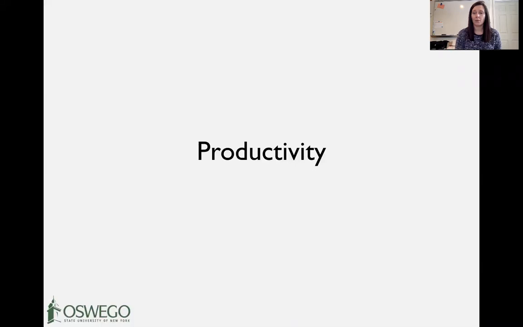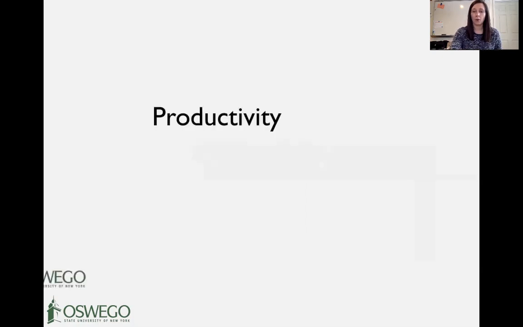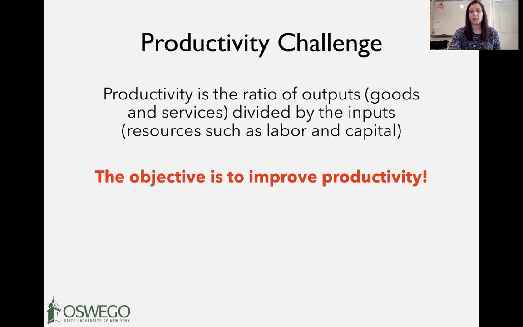That's where we're going to focus over the course of the next 14 weeks, different methods and approaches that we can take to try to improve our ability to take those inputs and turn them into outputs. So one of the fundamental ways that we can quantify or measure that is productivity. So productivity is simply the ratio of outputs divided by the inputs. So if we think about productivity, there's two ways that we can improve it.